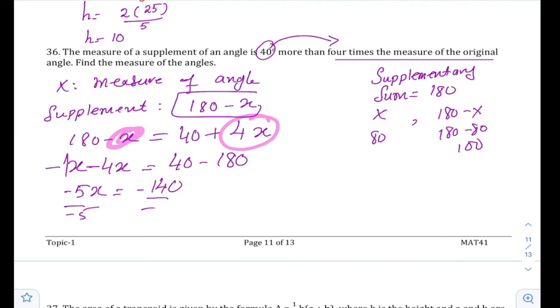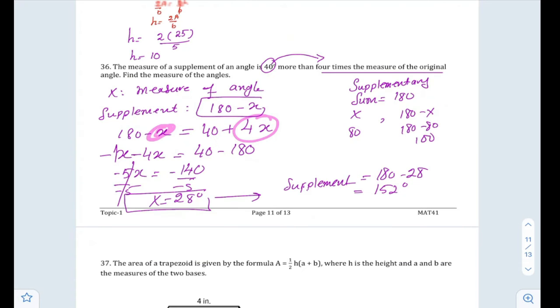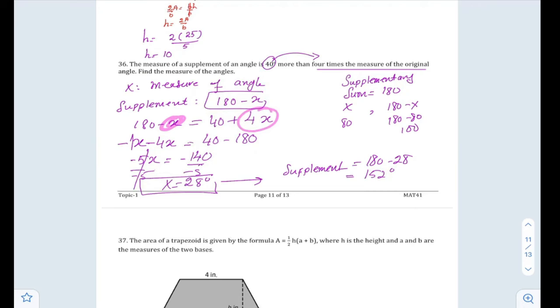And when you divide 140 by 5, 140 divided by 5 is 28. So x is 28. So the original angle is 28 and the supplement will be 180 minus 28, which is 152 degrees. This is how we solve geometry problem using algebra.